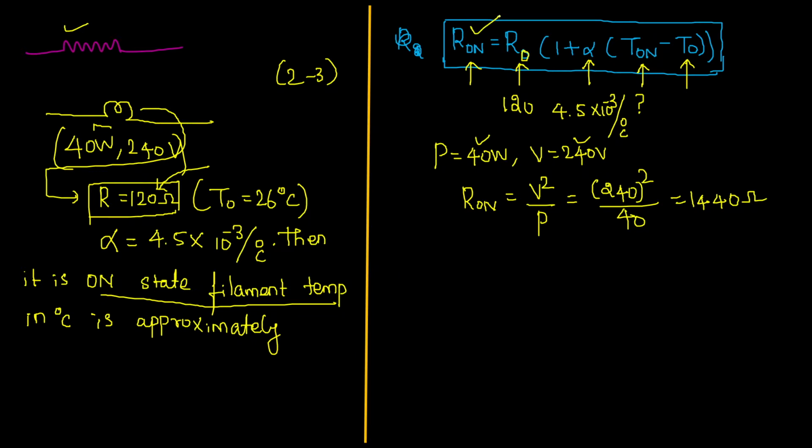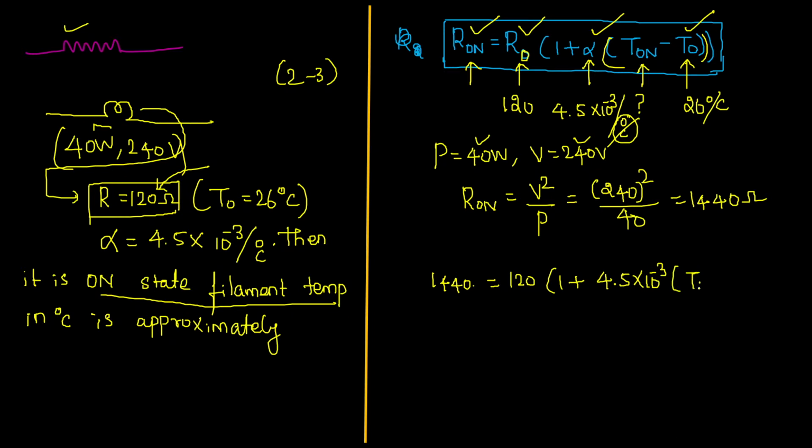Now we know the value of on state resistance, we know the value of initial resistance, we know the value of the temperature coefficient, and we also know the value of initial temperature, 26 degree Celsius. Everything is given. Shall we substitute? On state resistance is given as 1440 ohm, equal to R0, whose value is 120, right? 120 in bracket 1 plus the temperature coefficient 4.5 into 10 power minus 3 per degree Celsius. Anyway, look here, this per degree Celsius cancels with the degree Celsius of the temperature you put, so we need not consider it.